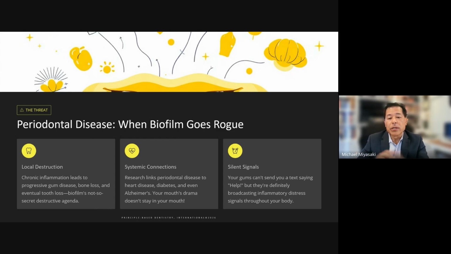Not only that, but that bacteria is going to start to create a systemic response in your body. And we know that research has linked periodontal disease to heart disease, diabetes, Alzheimer's, and low birth weights in kids. We don't want what's happening in your mouth to then affect the rest of your body. And you know what? The inflammation in your gums is affecting the rest of your body. We call it the silent signals.